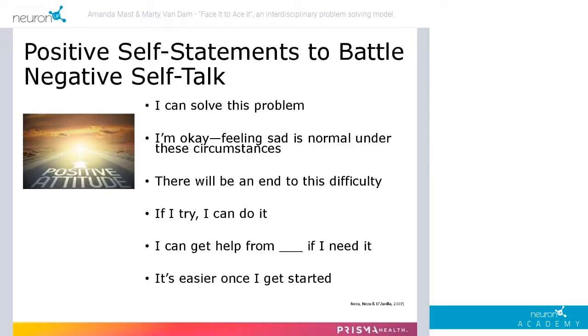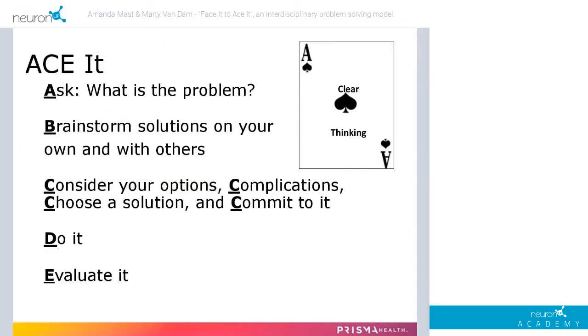Here are some examples of positive self-statements to battle negative self-talk. If a person becomes aware of their negative thinking habits, then he or she can recognize when it's happening and eventually replace it with more realistic self-talk. Understanding the negative self-talk and cognitive distortions gives us insight into the internal emotional struggles that our patients may be facing. It takes a lot of trust and a strong therapeutic relationship. These concepts are addressed within the FACEIT to ACEIT problem-solving model, and tools are referenced and provided.